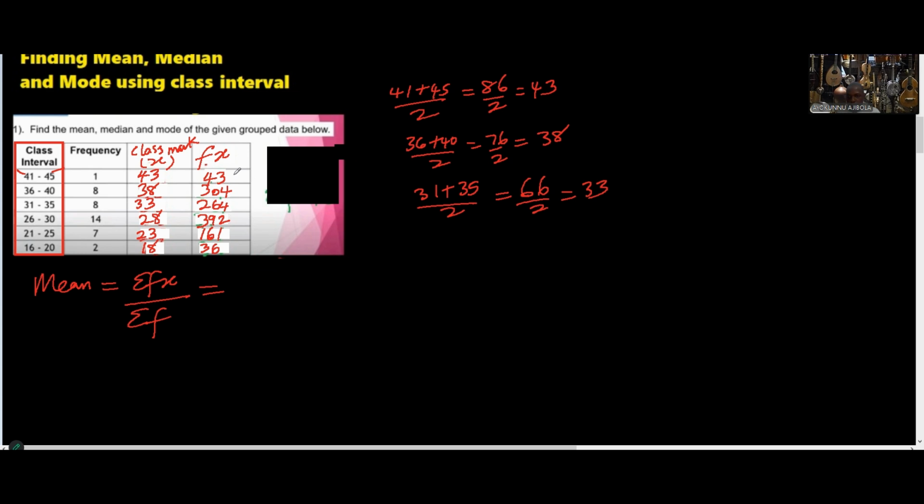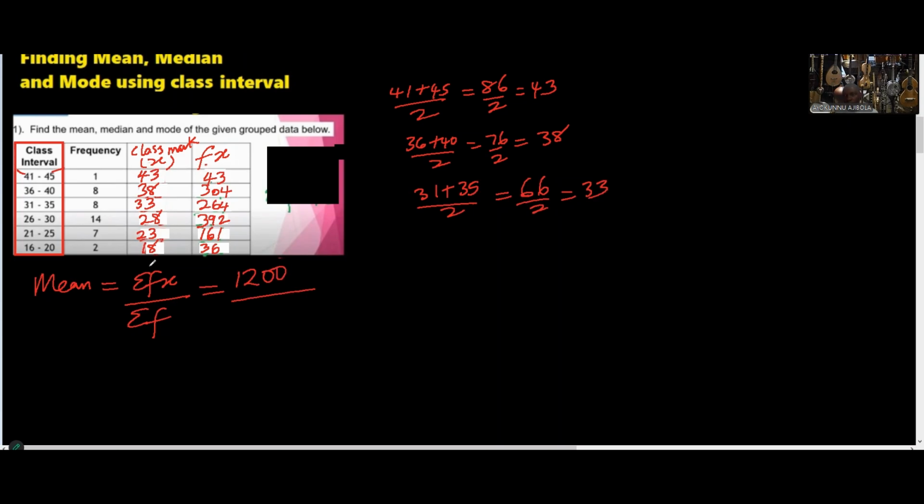36. Are you there? Can you hear me? Can you hear me? Yes. So we have 43, 304, 264, 392, right? Then 161 and 36. So this gives me 1,200.